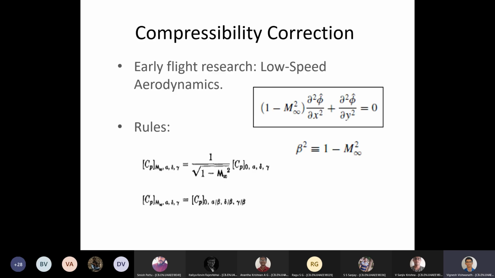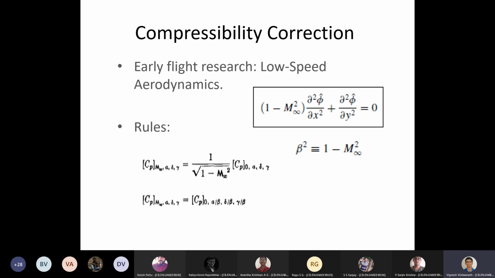So this is the main crux, that is the compressibility correction. In the early days of flight research, it was predominantly low speed flight research. So when they eventually started moving on to high speed aerodynamics, they actually had a lot of low speed data which they didn't want to waste.